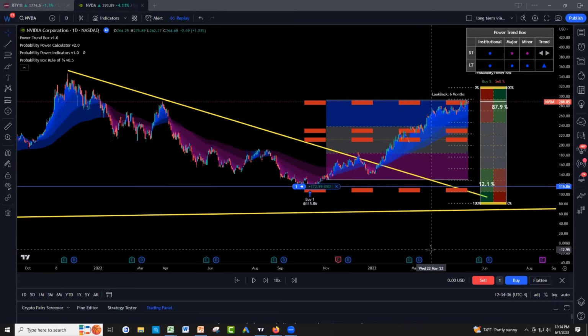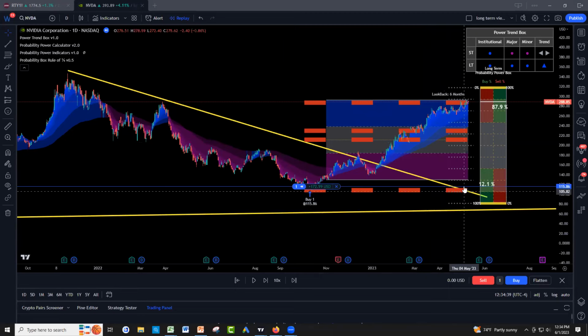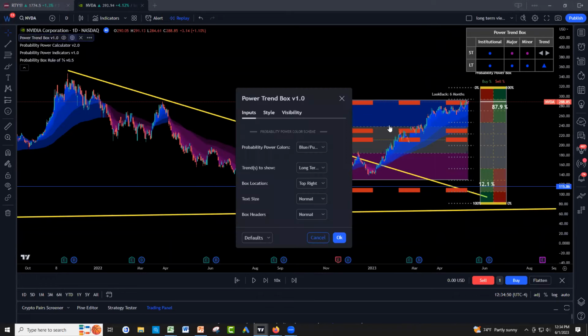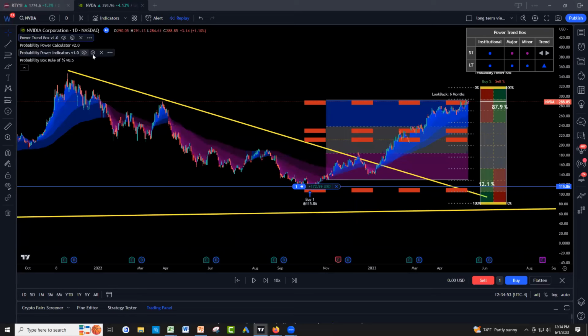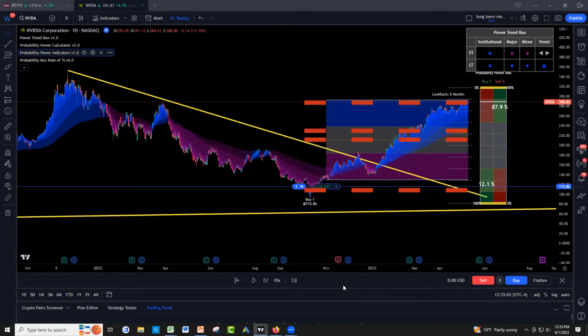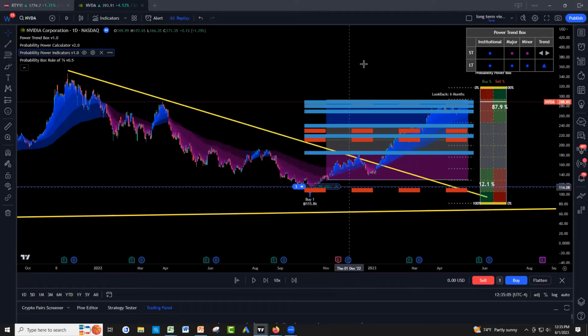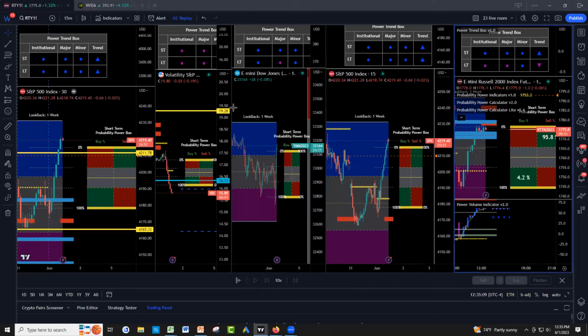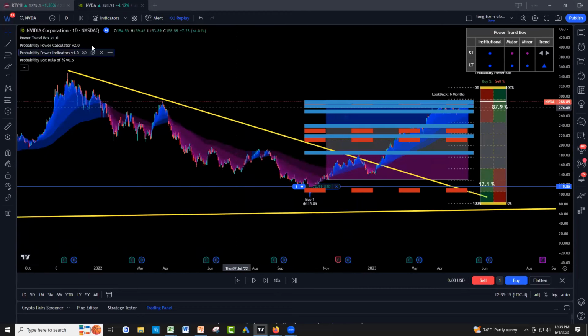I think we've gone through some important concepts: edges of the calculator, institutional zones, where the red ones are the most important, and the power trend box. After that, you can customize everything. You can go to the power indicators, the gear. You can add more zones if you want, major zones here, but they are not as strong. The major zones, especially for long-term investing and swing trading, are not as strong as for day trading. So I usually use them only for day trading, but not for position trading or swing trading.